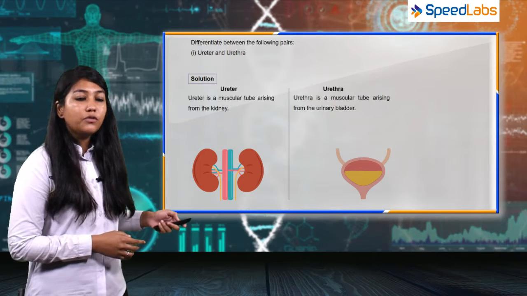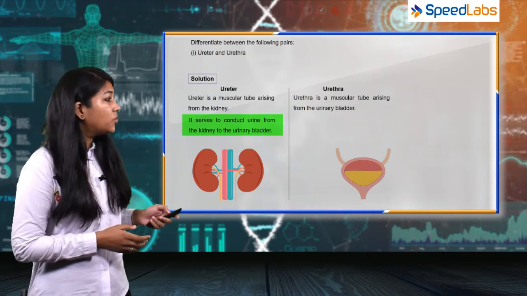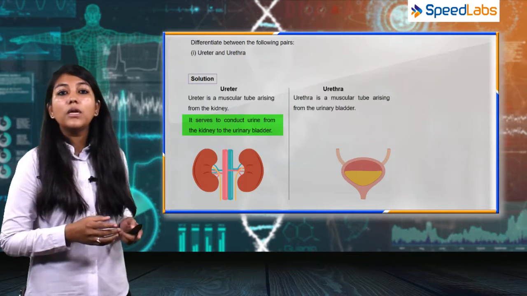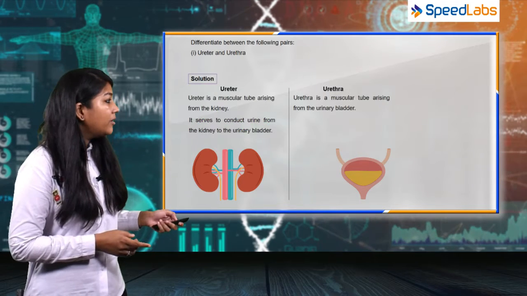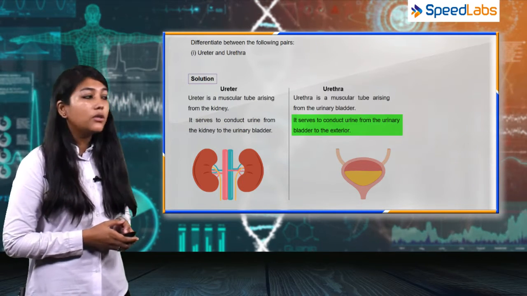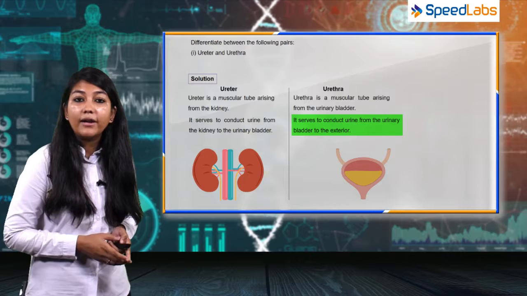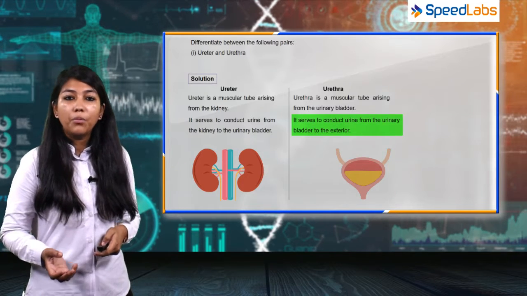Now the next point of the difference is that the ureter serves to conduct urine from the kidney to the urinary bladder, and urethra, it serves to conduct urine from the urinary bladder to the exterior of the body.